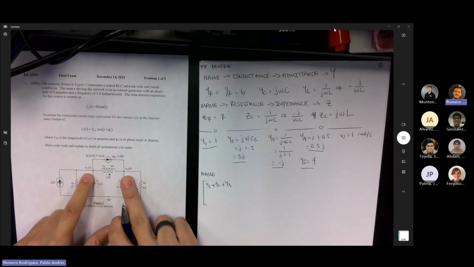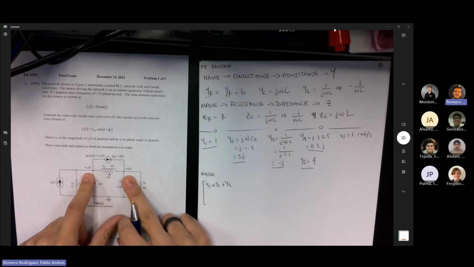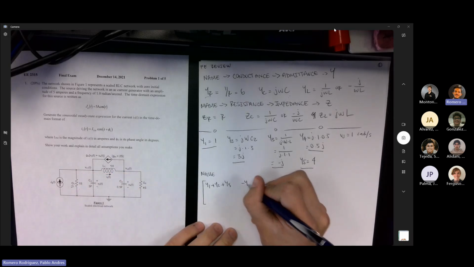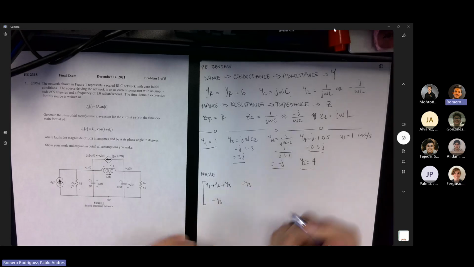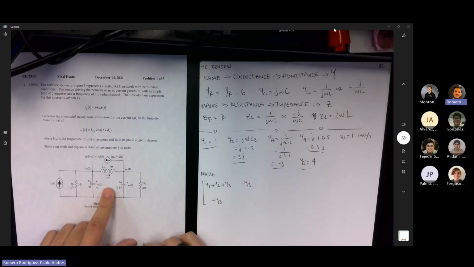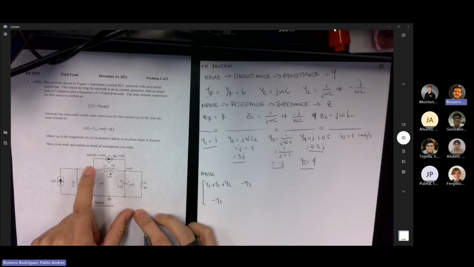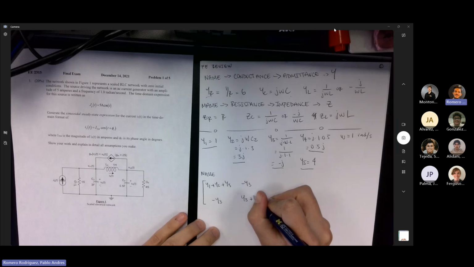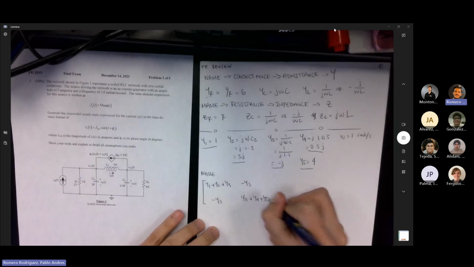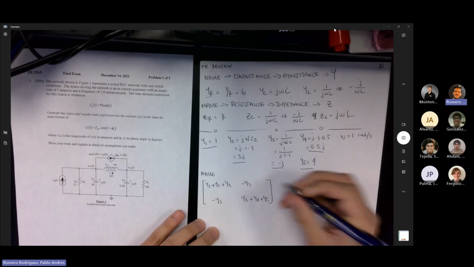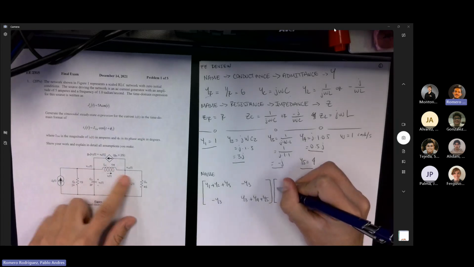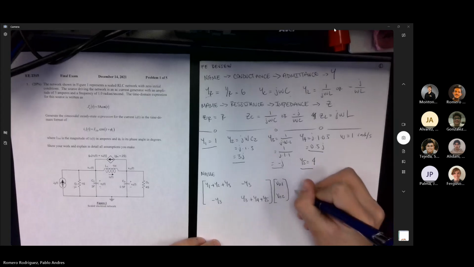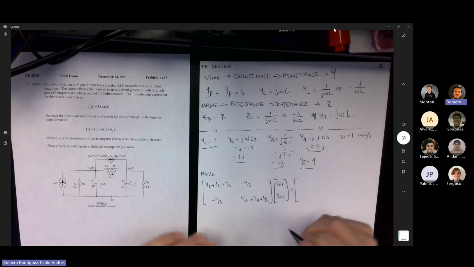Now we're going to look at anything that's connected in between the two. The only thing connected between VN1 and VN2 is just this guy over here. We're going to have negative Y3, negative Y3. And finally, everything connected to VN2: this guy and this guy, so Y3 plus Y4 plus Y5. Close your matrix. This is being multiplied by your nodes, VN1, VN2, and this has to be equal to your excitations.